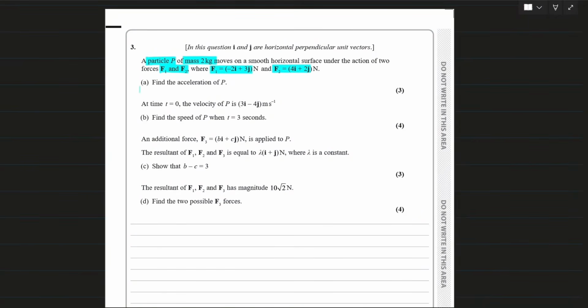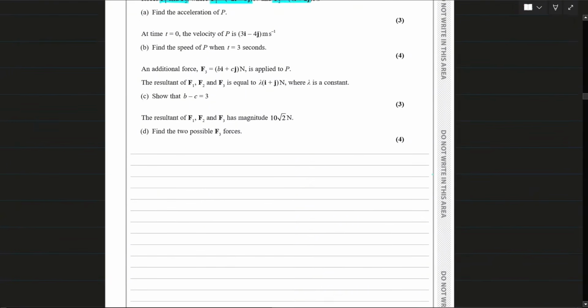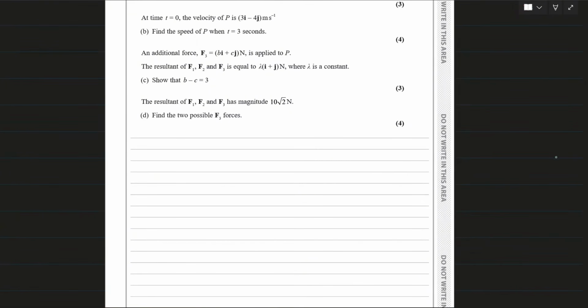In part A, we have to find the acceleration of P. We know that the acceleration of a particle depends on the resultant force on it. We know that force on a particle is equal to the mass times its acceleration. So from this we can find the acceleration of our particle P. We just need the resultant force on our particle.